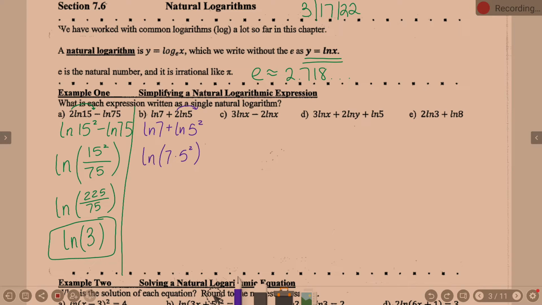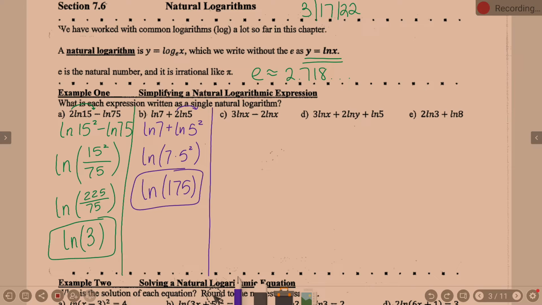What's 7 times 25? 175, so natural log of 175. Okay, these are all these properties, right? Just reviewing the properties.